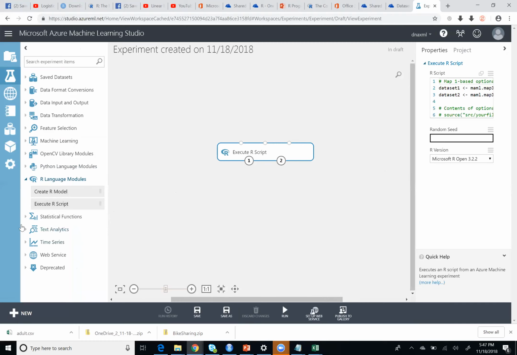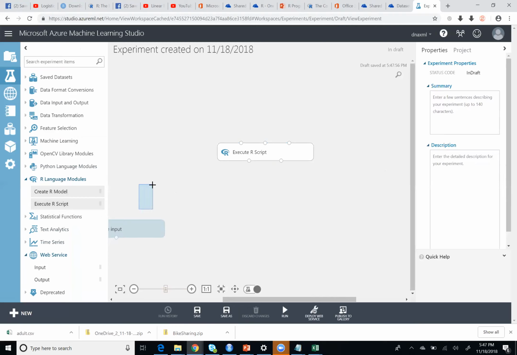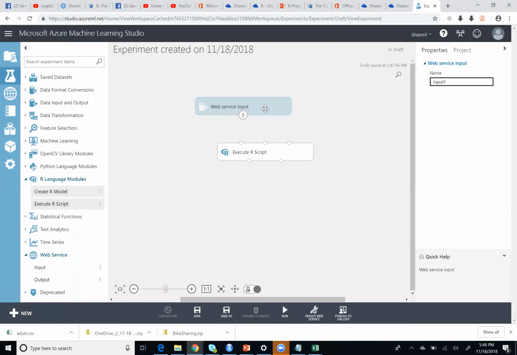And then I want to make it into a web service. So I'll just create this. I want to take the input of the web service, because that's where I'll get my data from. And then I have my output of the web service. So these are REST endpoints. I don't want to get into web services, but when you look up REST endpoints, it'll tell you.